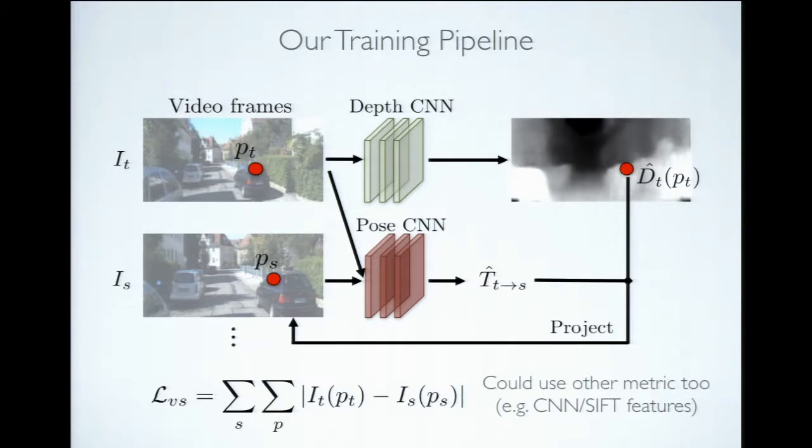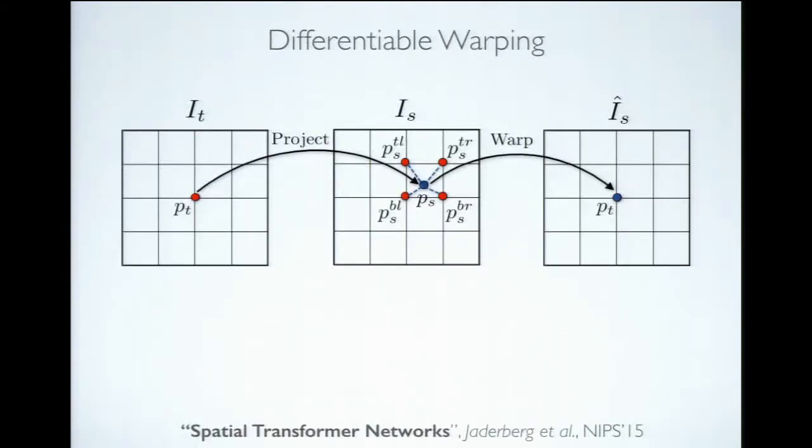Alternatively, one could use other metrics like CNN feature reconstruction or SIFT feature matching errors that are potentially more robust to lighting changes. Any questions so far?